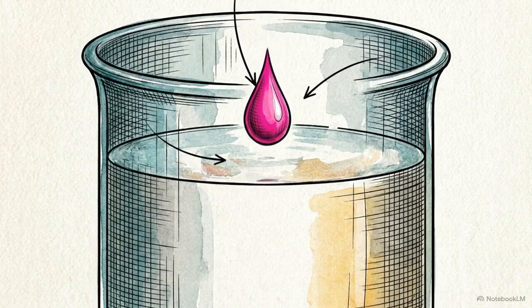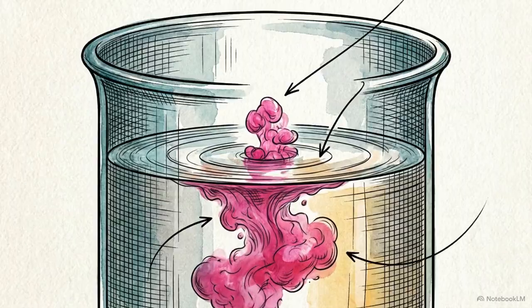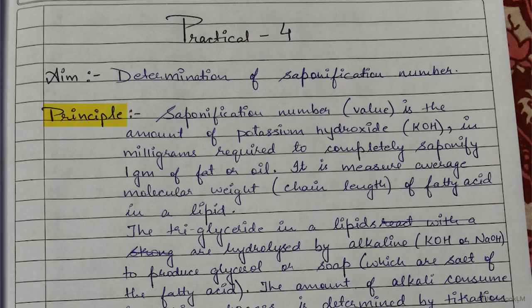Welcome to the lab. Today, our goal is to determine the saponification number of a groundnut oil sample. Let's look at the principle in our lab manual. The saponification number is defined precisely as the amount of potassium hydroxide, or KOH, measured in milligrams, required to completely saponify exactly 1 gram of fat or oil.